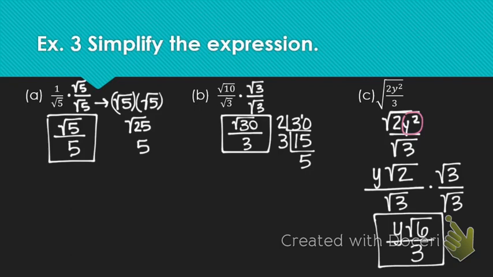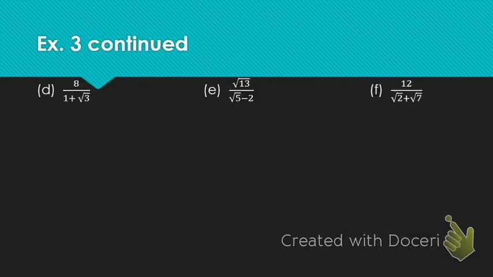Now, that's what you do when there is a monomial in your denominator. But what do you do when there is a binomial in your denominator? We still have to get rid of the radical. So if you look at letter D, you'll notice there's a square root of 3, and we look to see if we can simplify it, and we can't because 3 is prime.